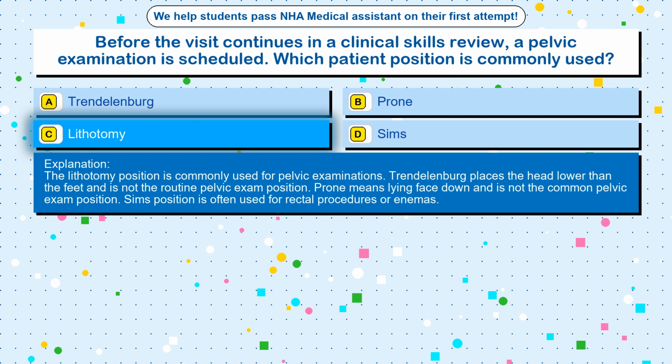The lithotomy position is commonly used for pelvic examinations. Trendelenburg places the head lower than the feet and is not the routine pelvic exam position. Prone means lying face down and is not the common pelvic exam position. Sims position is often used for rectal procedures or enemas.